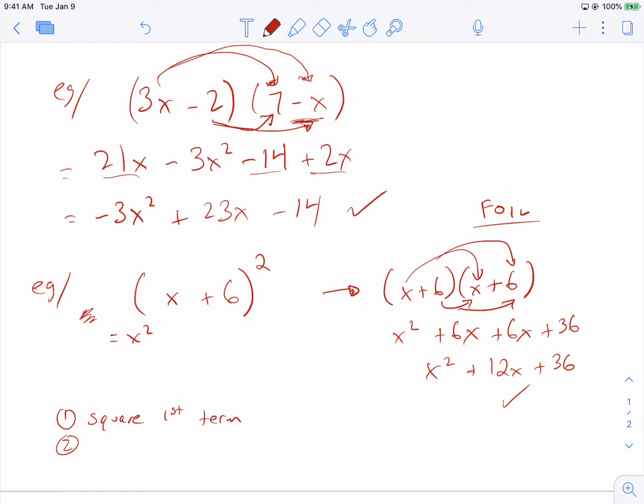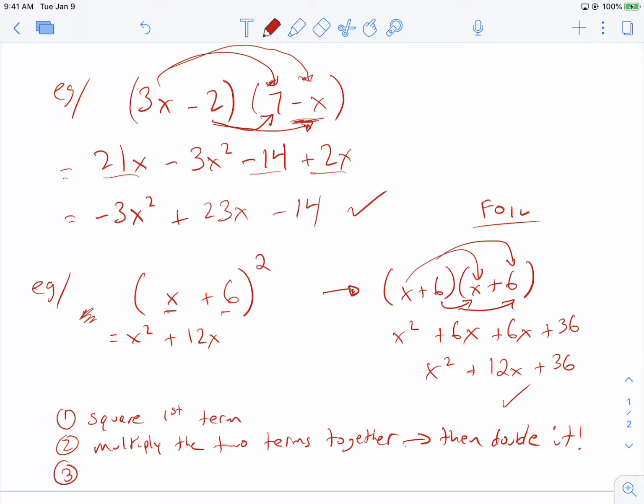Second step. Multiply the 2 terms together. Then double it. So we're going to multiply our 2 terms together. That would be x and 6. So we multiply those things together. X times 6, of course, gives me 6x. Then when I double it, double 6. So if we doubled 6, we get positive 12x. So I did x times 6, giving me 6x. Then I just multiplied it by 2. And that's how I got my 12x.